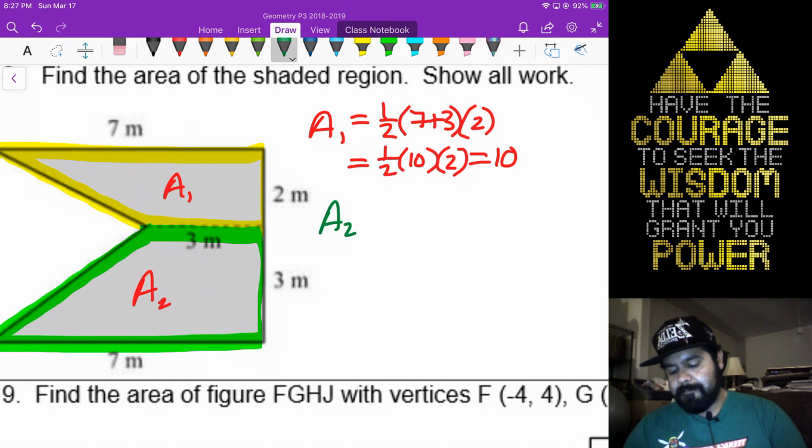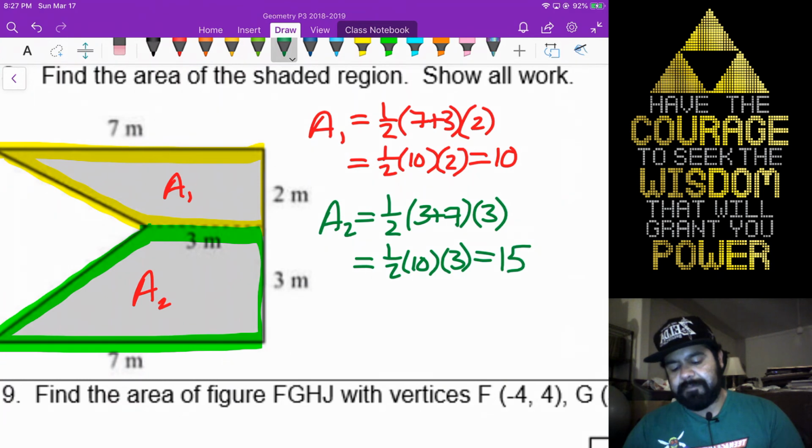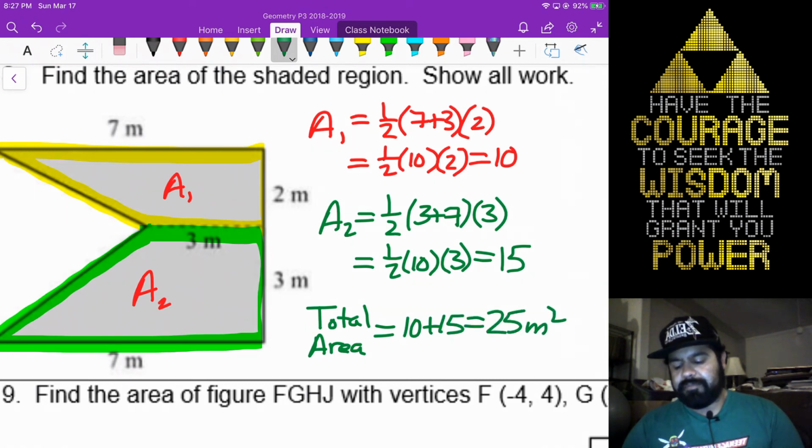Area 2 is going to be 1/2 of, again, 7 plus 3, but I'm doing the opposite order now, 3 plus 7. But now our height is 3 for that one. So now I'm going to have 1/2 of 10 times 3, so that should give me 15. So my total area equals 10 plus 15, which is 25 meters squared.